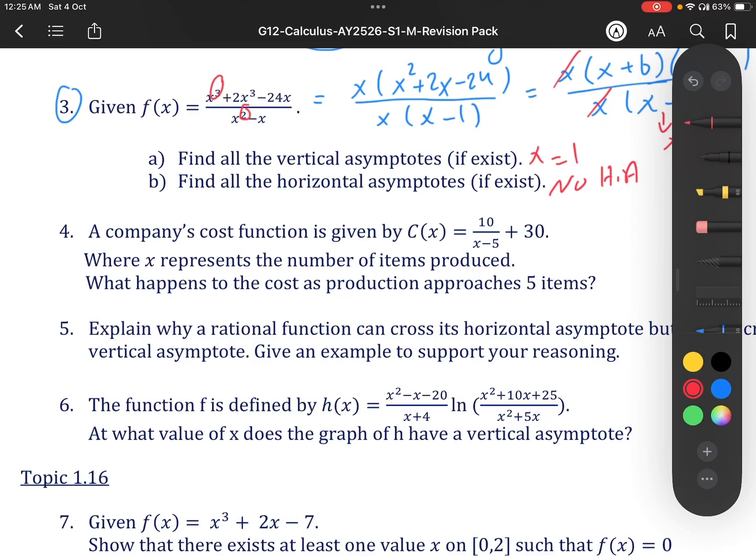Number 4, it's about the cost of a certain company. What happens to the cost as production approaches 5? So if x is 5, then this is going to be 5 minus 5, 0, which is not accepted, or 10 divided by 0 is infinity, meaning the cost will go higher and higher, which is nonsense for the company. So it can't be 5.